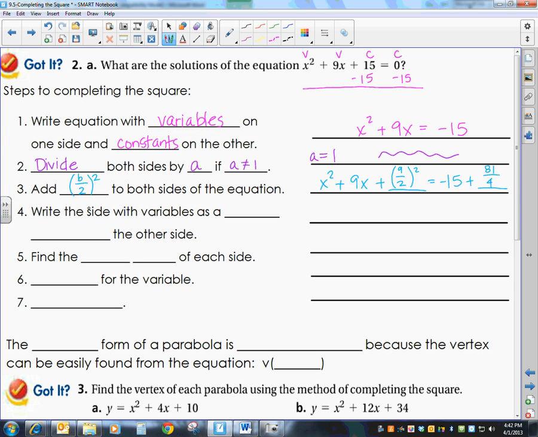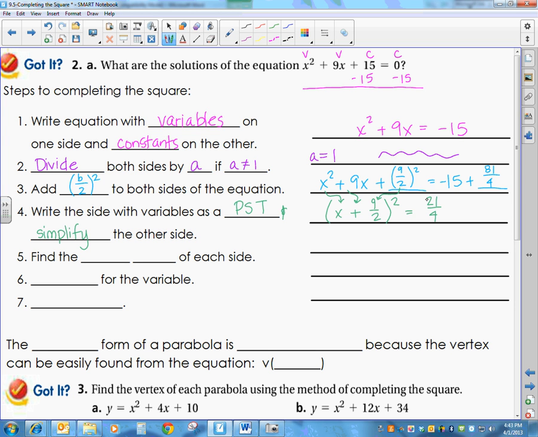The next step that we have is to write the side that has the variables on it as a PST and simplify the other side. So here's my side with the variables on it. So it's going to always factor. And remember, we're going to write this term without an exponent, this without an exponent, which means all you have to do is write what's in your parentheses, 9 over 2, and then I always take that sign. So it's x plus 9 over 2 squared equals, and negative 15 plus 81 over 4, that's negative 60 over 4, so that gives me 21 over 4.